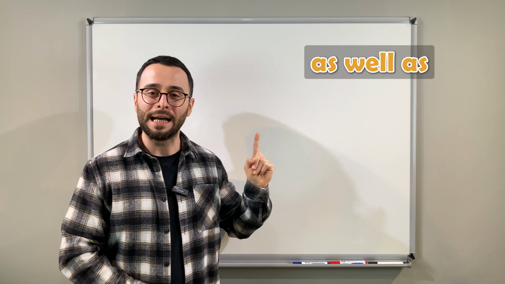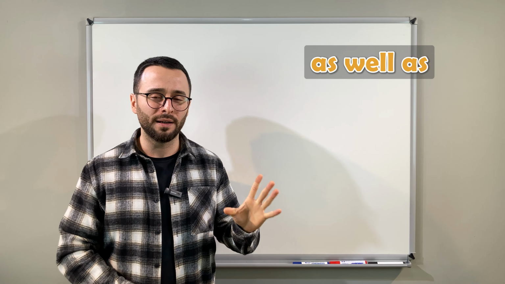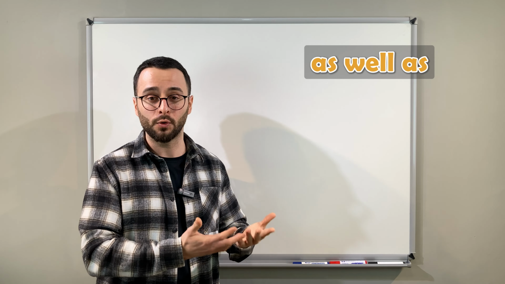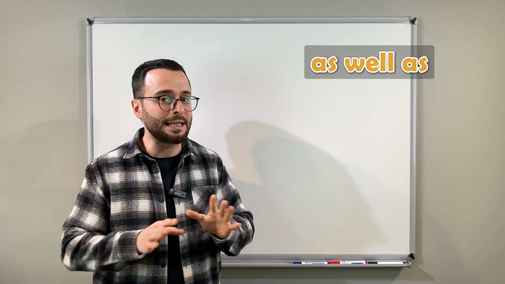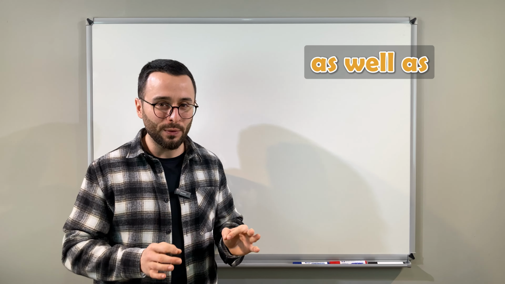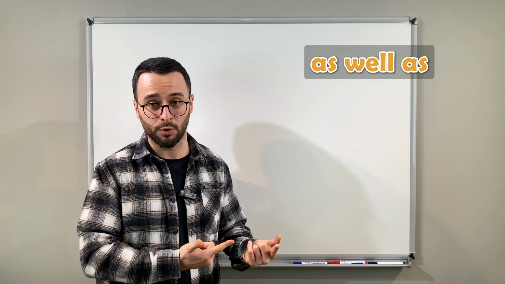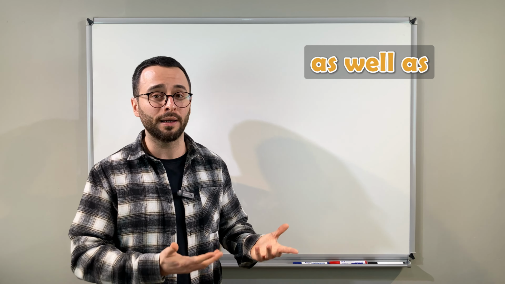And number three, as well as. Well, many people think that this is an alternative of and, or it's quite similar to that most of the time. However, it's not always true, because as well as is a conjunction that we mainly use to mean in addition to, and we can also use it to make comparison.